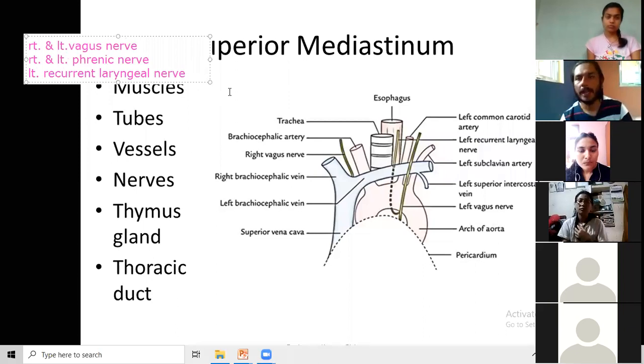See, the vagus nerve is the nerve that carries the parasympathetic fibers. You know about the sympathetic and parasympathetic nervous system.